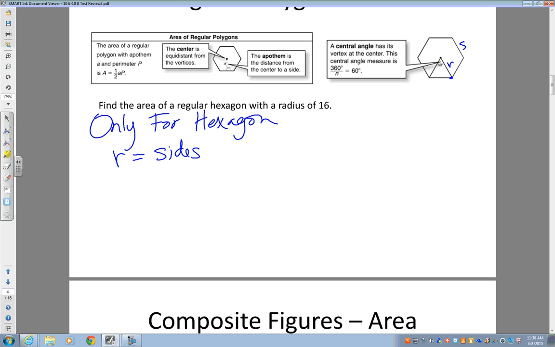Now, here's the shortcut if you memorize this part. If I want to find my apothem only in a hexagon, I take whatever that side is, I divide it by 2, and then I times it by radical 3. Whatever the side is, I divide it by 2, and I times it by radical 3. And then the last thing is that your P is always going to be your perimeter.